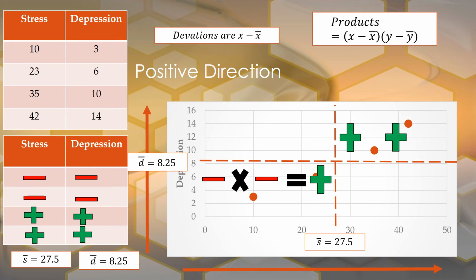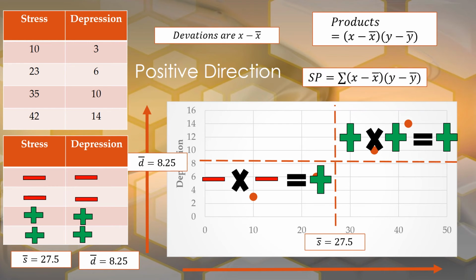And then what you do is you add up the products, and if you add up a bunch of positives, you're going to get a positive sum of products. And remember, the sum of products determines the direction. So if you have a positive sum of products, you're going to have a positive Pearson correlation coefficient. If you have a negative sum of products, you're going to get a negative Pearson correlation coefficient.